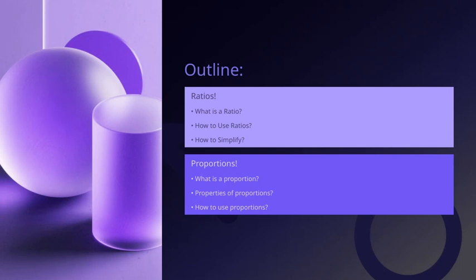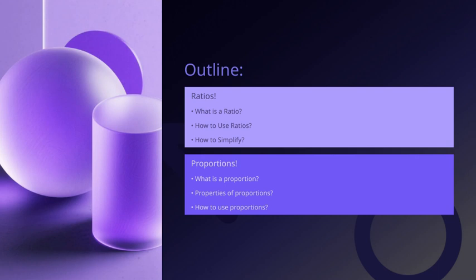First up, we have ratios. So what exactly is a ratio? Well, a ratio is simply a way to compare two quantities, showing how much of one thing there is relative to another. It helps us understand the relationship between these quantities. Next, we'll look at how to use ratios, like in real-world situations, whether it's cooking, mixing, or analyzing data. We'll also cover how to simplify ratios, because often, the ratios we start with can be made more manageable by reducing them to their simplest form.